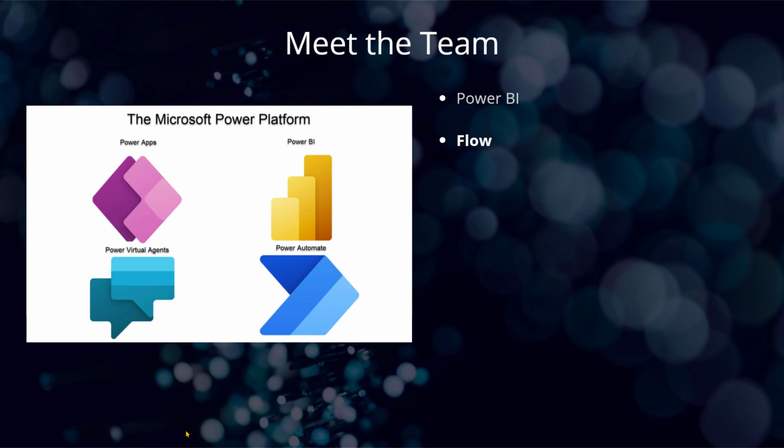I've made the mistake of writing it down as Flow. Now that's a bad move. It's actually been called Power Automate for quite a bit of time now. So we have this Power X, which means that you've got the different elements of the Power Platform.